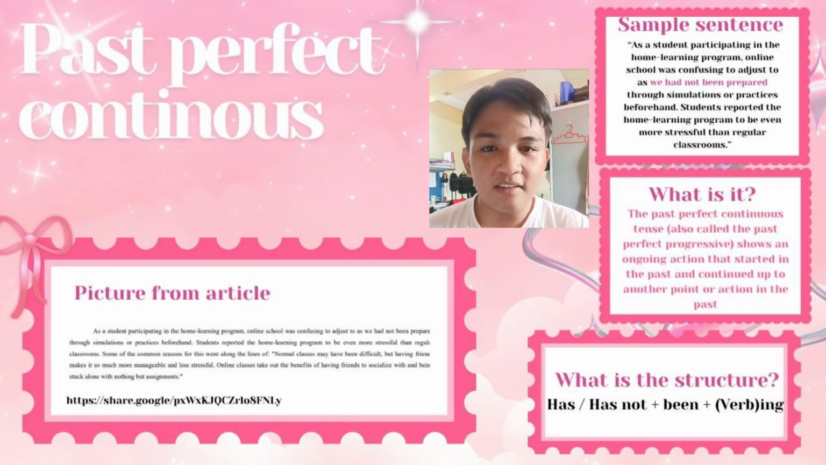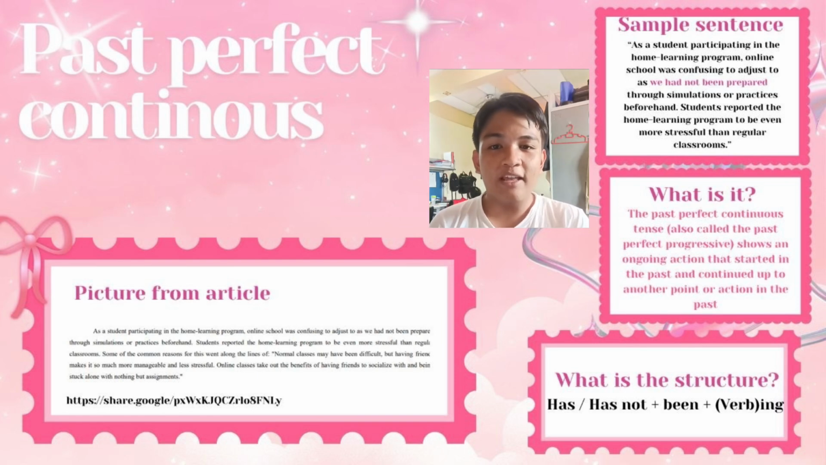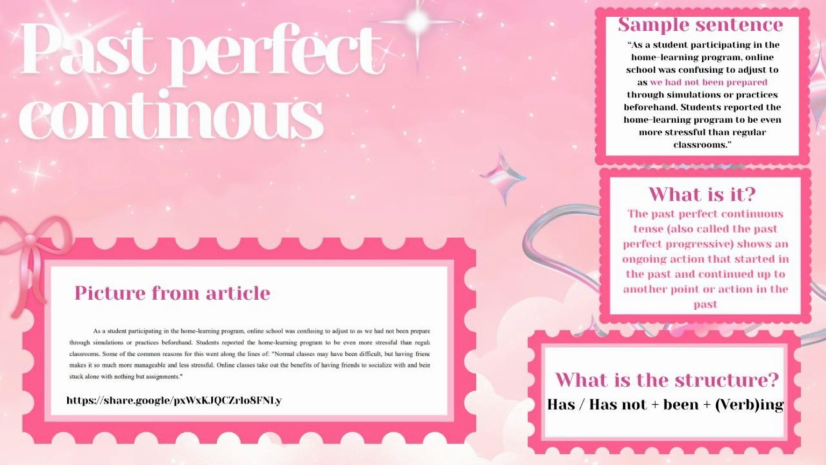Past perfect continuous tense. We use past perfect continuous tense when referring to an action that has started in the past and has continued up to a certain point in the past. An example of this tense being used is, online school was confusing because we had not been prepared for it through simulations or practices beforehand.